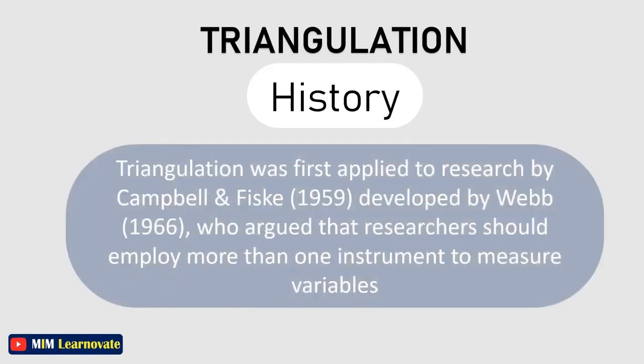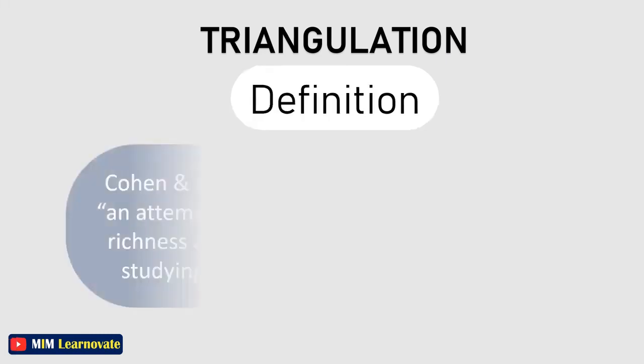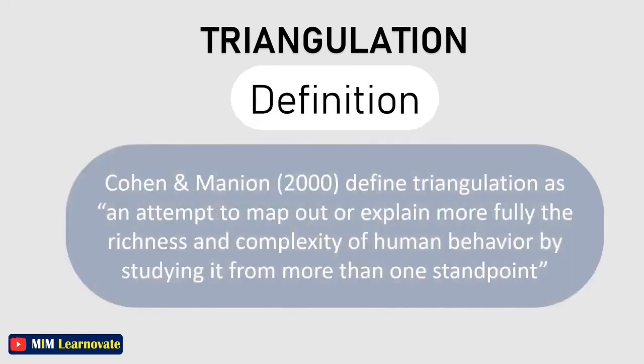History. Triangulation was first applied to research by Campbell and Fiske, 1959, developed by Webb, 1966, who argued that researchers should employ more than one instrument to measure variables. Definition. Cohen and Manion, 2000, defined triangulation as an attempt to map out or explain more fully the richness and complexity of human behavior by studying it from more than one standpoint.